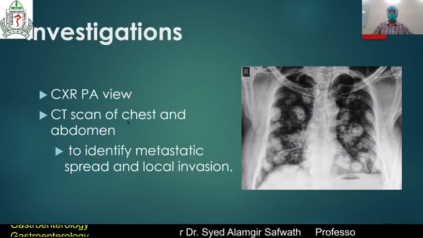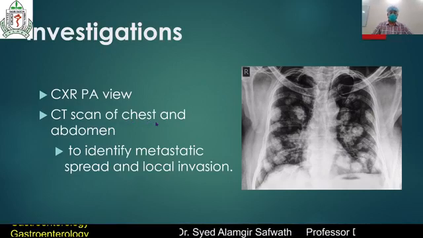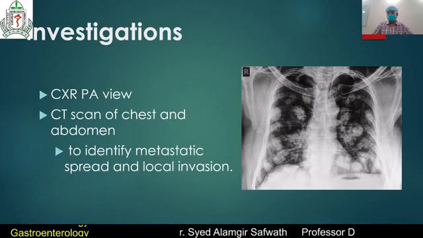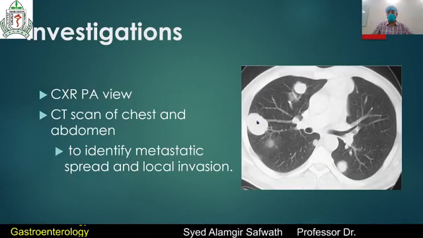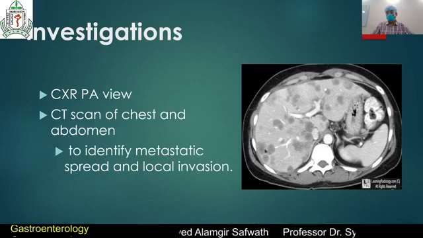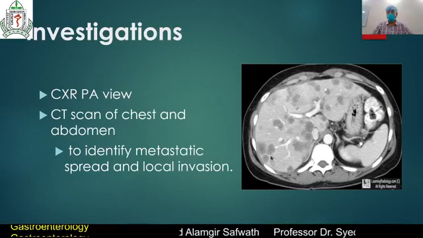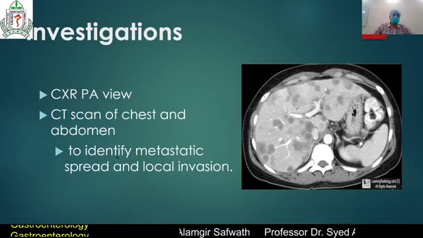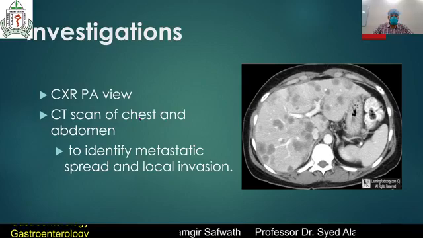So CT scan will give further detailed information about the metastasis. So we can go for CT scan of the chest. Here you can see some metastatic foci in the chest with the help of CT scan. And CT scan of the abdomen will also show some metastasis in the liver. If there is any metastasis in the liver, you can see those things with the help of CT scan of the abdomen. So these are the investigations we do to exclude metastasis: chest X-ray PA view, CT scan of chest, and CT scan of abdomen.